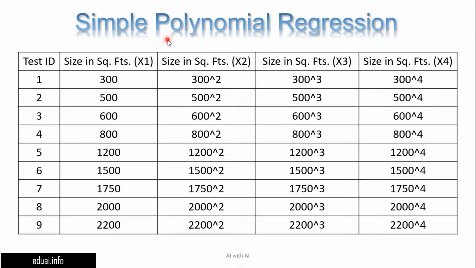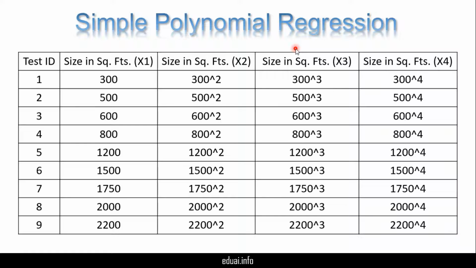So to take the curve, we need to increase the degree. When I say increase the degree, that means you are squaring, you are cubing, you are increasing the power of that feature. Only this is the extra step that we need to take care of in case of polynomial regression. We need to increase the power of our features. Don't worry about the math behind polynomial regression. We'll discuss the math behind polynomial regression in some other video. Let's jump to the demo part now.